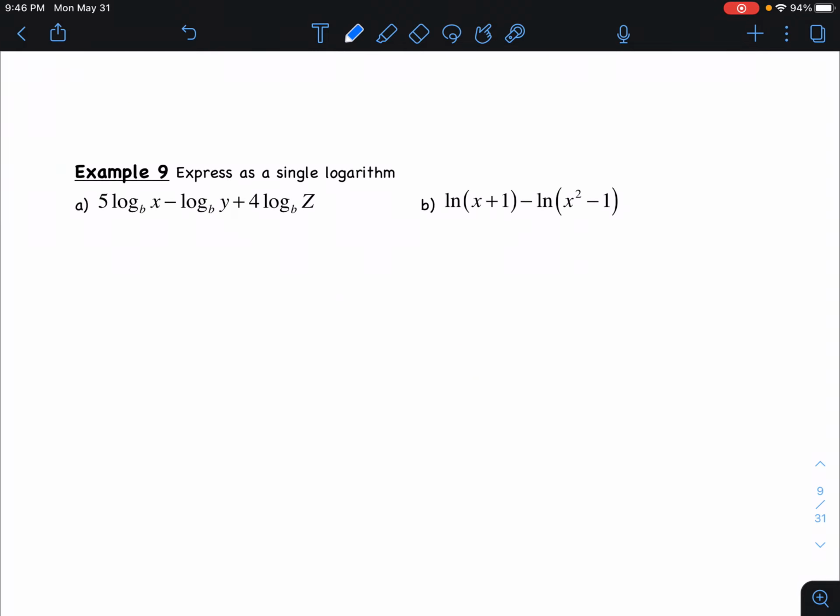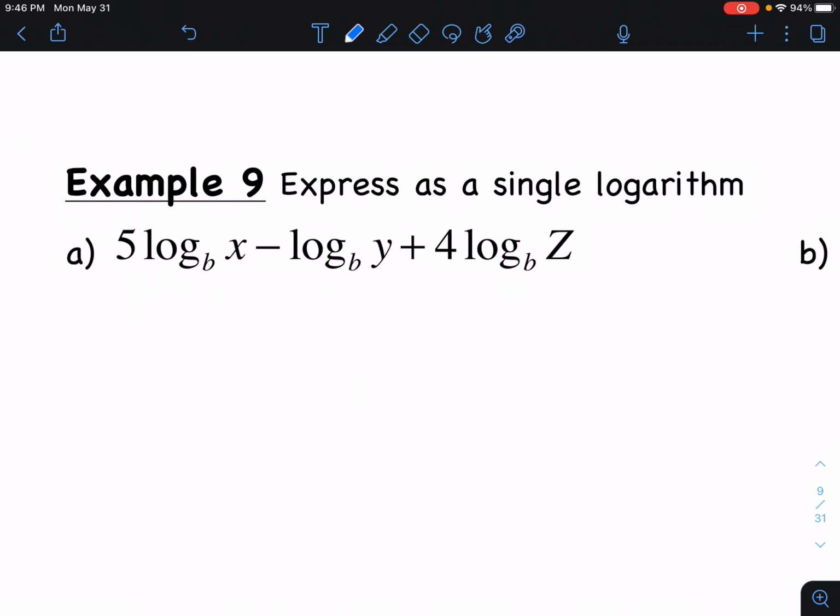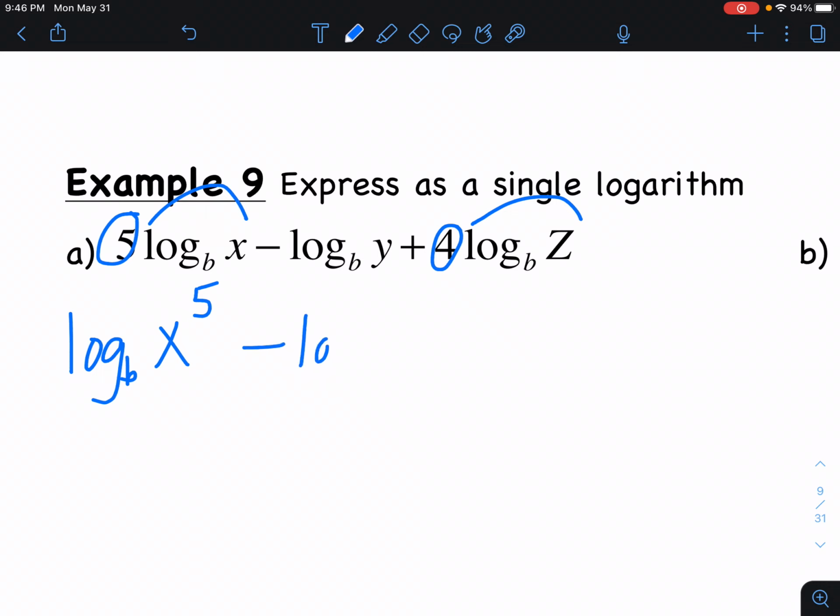Okay, let's move down to example 9. These are the last two of my lesson. Now in these two, we're going to express them as a single logarithm. So before we put them together as a single log, we have to take this, move it over as an exponent, and take this and move it over to the z as its exponent. So let's do that now. So the first log would be log base b of x to the power of 5. And then the third one would be plus log base b of z to the power of 4.